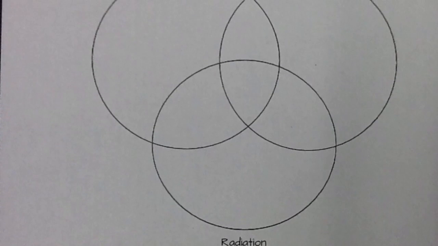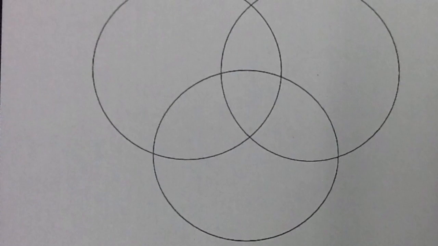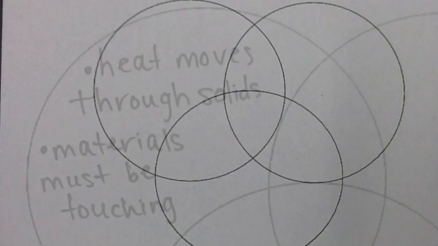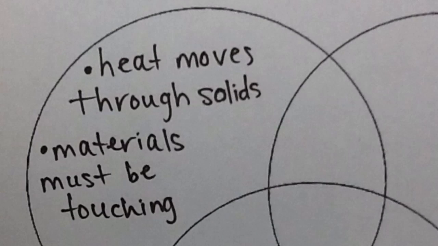Today we're going to be talking about the differences between three different types of heat transfer: conduction, convection, and radiation. We'll start with conduction. In conduction, heat moves through solids. The solid materials must be touching in order for the heat to transfer.